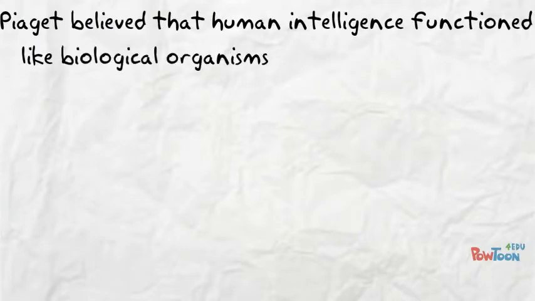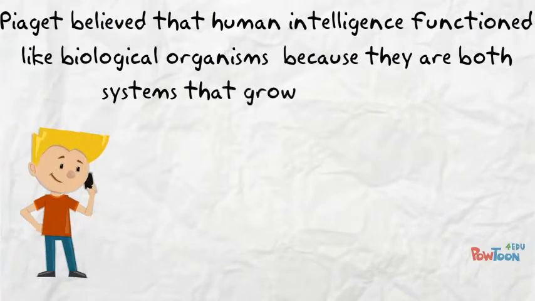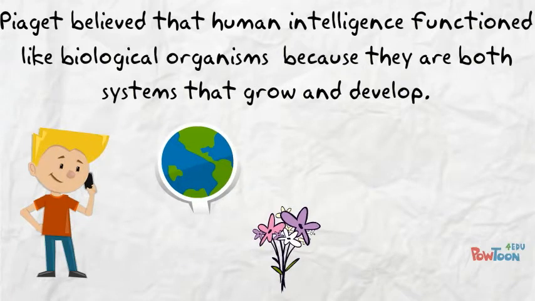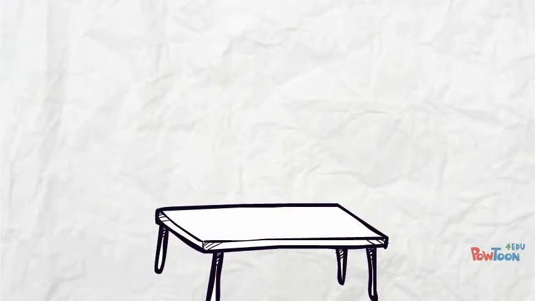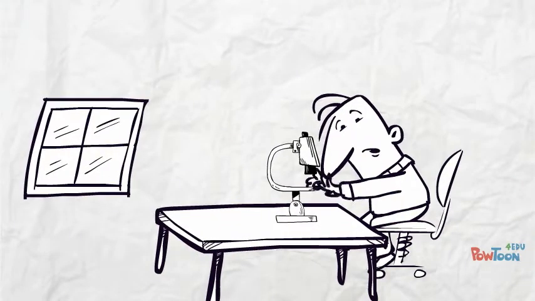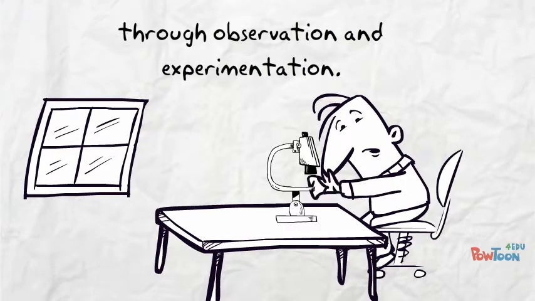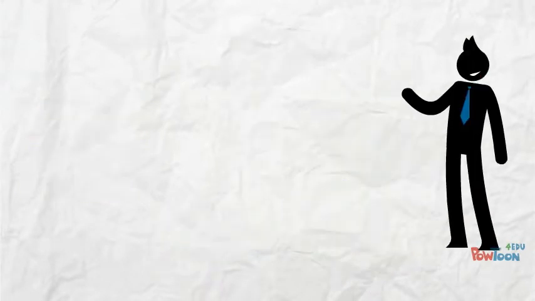Third question is, what is the nature of intelligence? Piaget believed that human intelligence functioned like biological organisms because they are both systems that grow and develop. The last question is, what are the appropriate methods of investigation? The answer is through observation and experimentation.